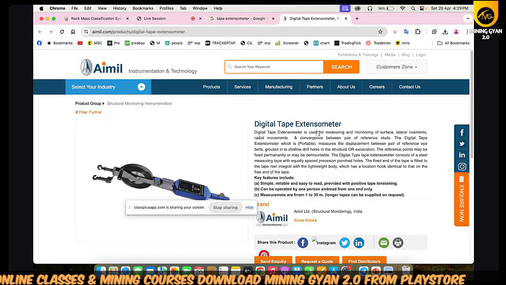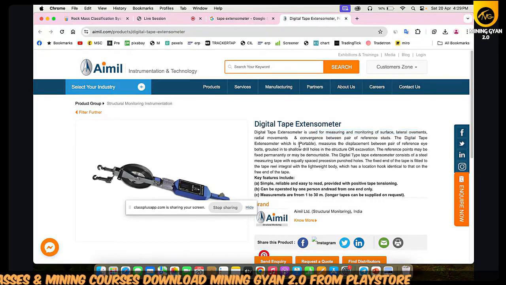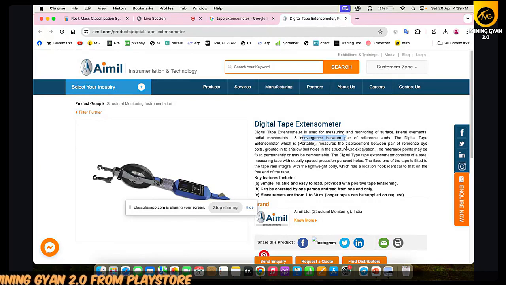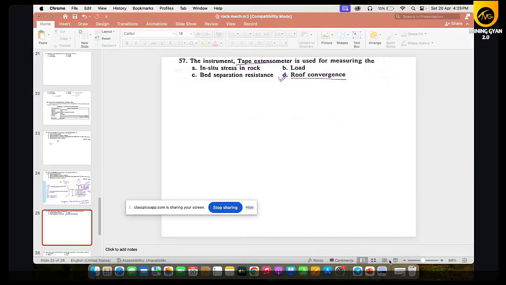The tape extensometer is used to measure the surface lateral or radial movement and convergence between a pair of reference studs. The digital tape extensometer is portable and measures the displacement between the pair of reference points. Okay, I think now you got it. What is the tape extensometer? So what is the tape extensometer which is used in roof convergence?